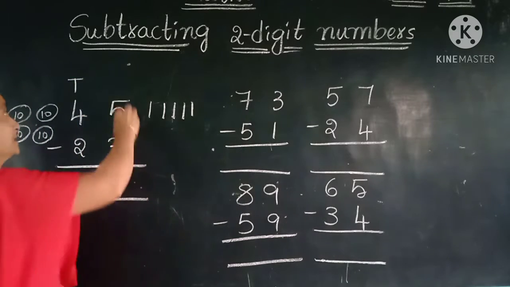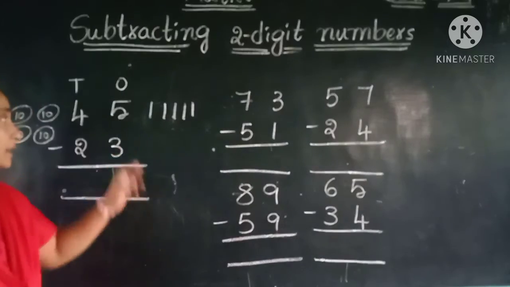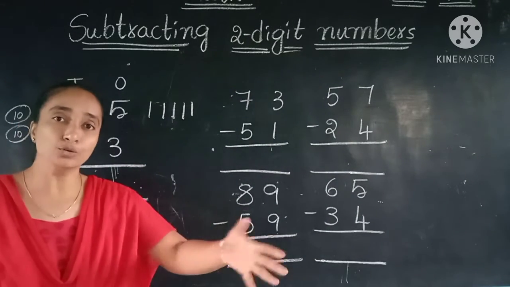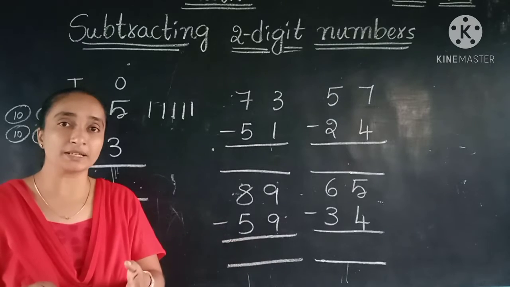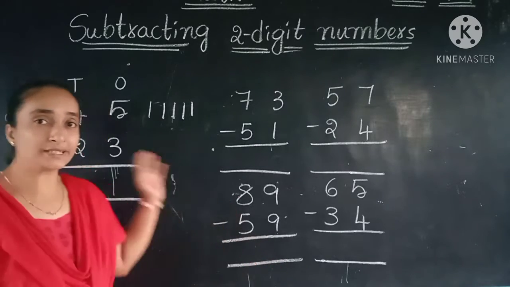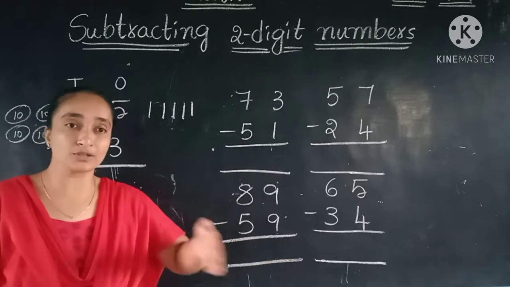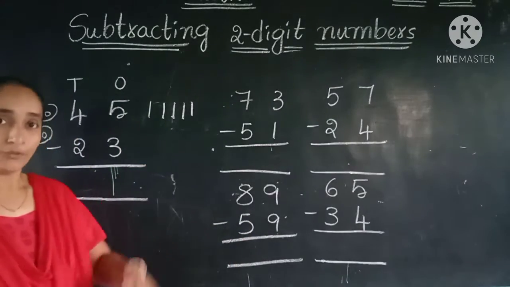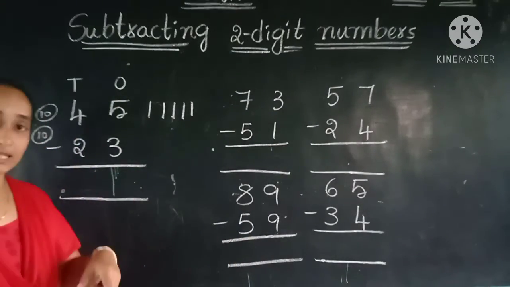Comes to the ones place. This is the ones. Here how many idlis are there? 5 idlis are there. They have kept them separately, loose. So they are not mixed in the plate. They have kept them separately. So these are the tens counting and these are the ones counting. So 5 separate idlis are there. From that 23 were eaten.